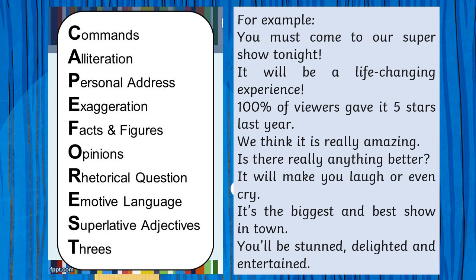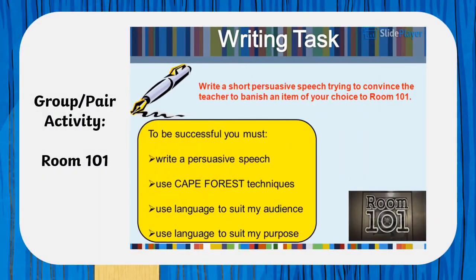Now I'm sure that you understand what all of this means. So let's try an activity. We're going to do a group or pair activity called Room 101. So what you're going to do is divide yourself into a pair of 2, obviously, or a group of 3. Now, for this activity, you're going to write a short persuasive speech trying to convince the teacher, as in me, to banish an item of your choice to room 101.